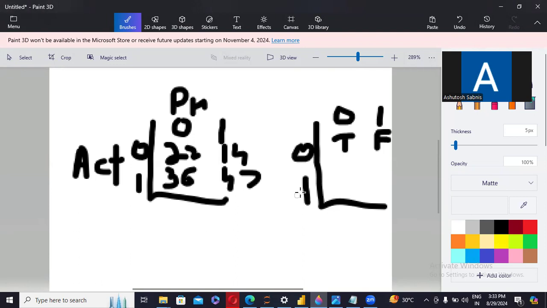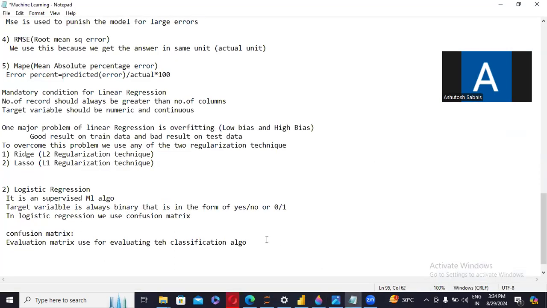Same goes here. In actual we got class 1, and in predicted we got class 0, so I will write here false. And in actual and predicted both are 1, so true. Just draw this diagram, with actual on this side and predicted on this side. I hope you have drawn this diagram. Now I will give you some important points.